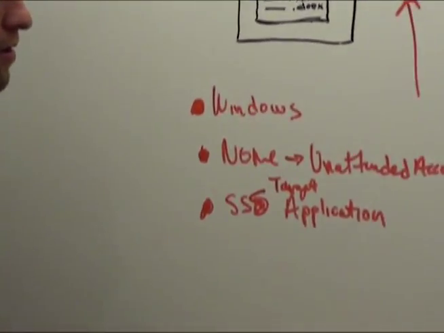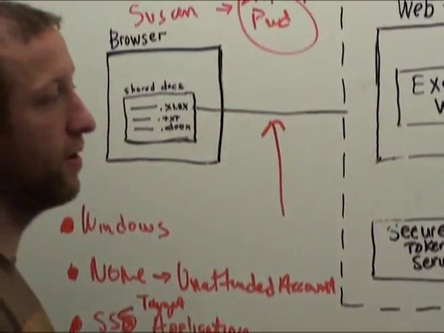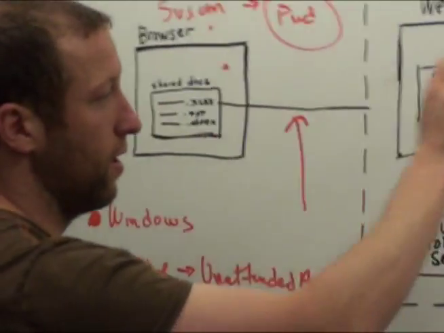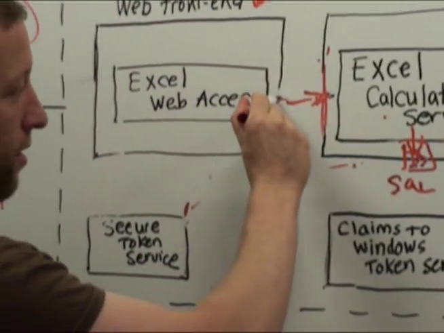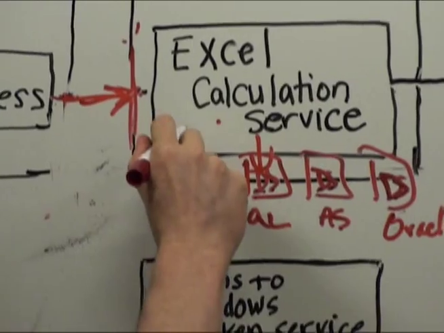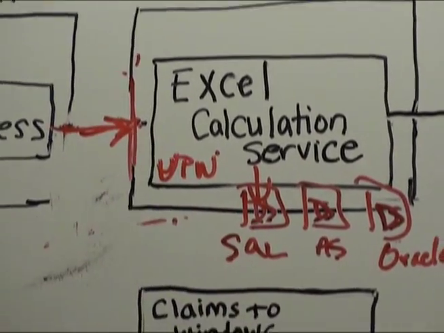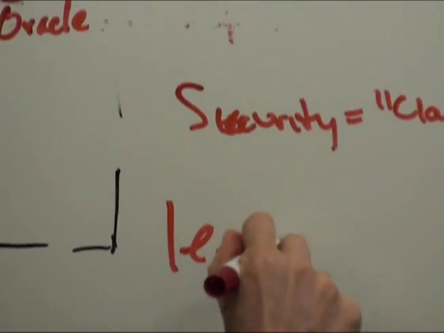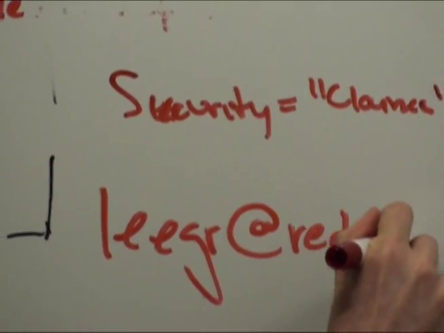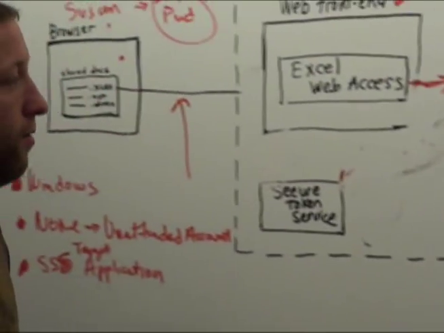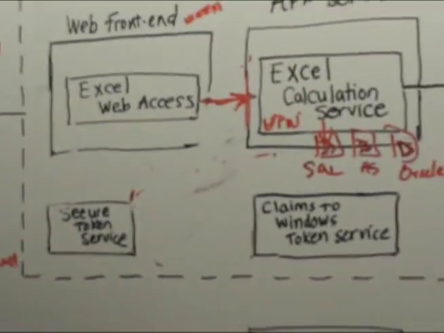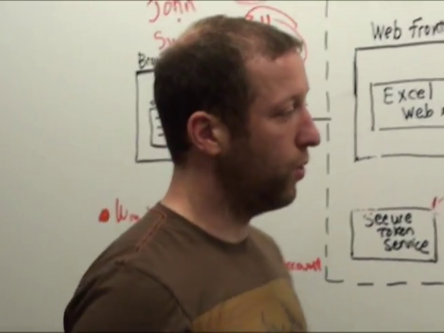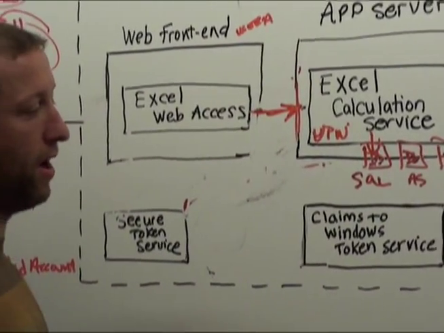Windows is the tricky part. If I've marked it as Windows, what I'm saying is I want to flow this user, John or Susan, whoever it was. Within the claims token, I do have the UPN, the user principal name, which for somebody like me might be LeeGR at Redmond, a simple way of writing what a UPN might look like. There is a way to convert that UPN into a Windows identity without having to know my password.